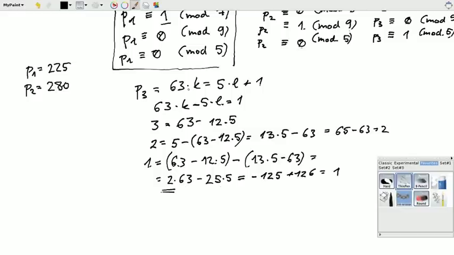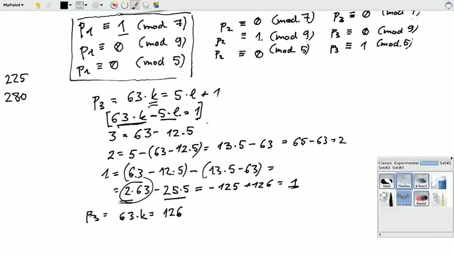So the k is the 2, because 2 times 63 minus 25 times 5 is equal to 1. So P3, which is equal to 63 times k, is equal to 126.